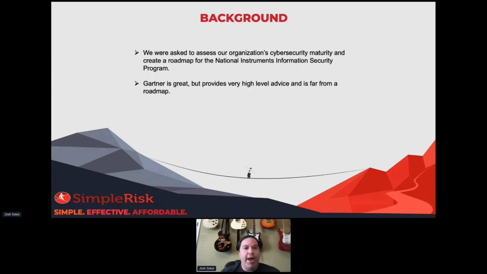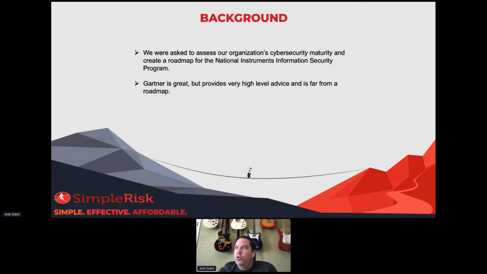And so we were asked by our manager to assess our organization's cybersecurity maturity and to create a roadmap for NI's information security program. We had access to Gartner, and Gartner is awesome. It's really expensive. But they do have a really good maturity assessment that you can take, and it gives you this nice spider chart of where you sit. But it's really high-level advice.